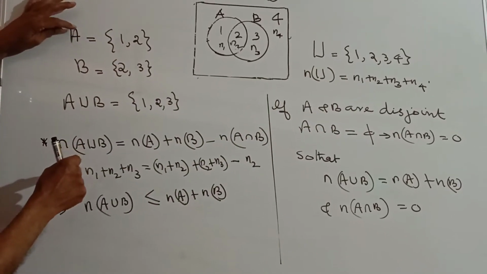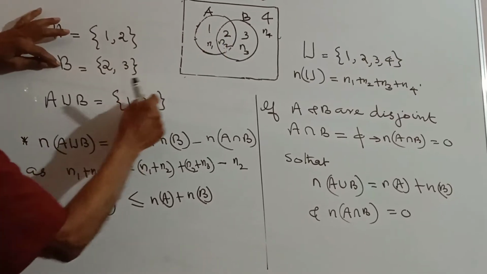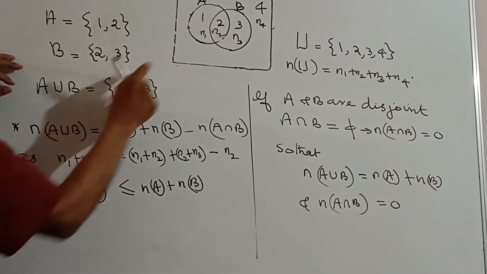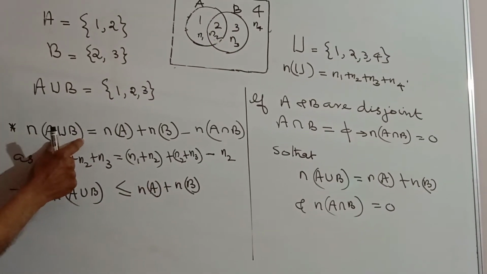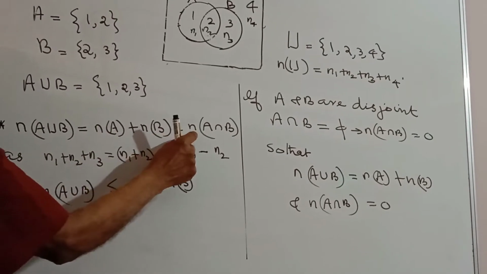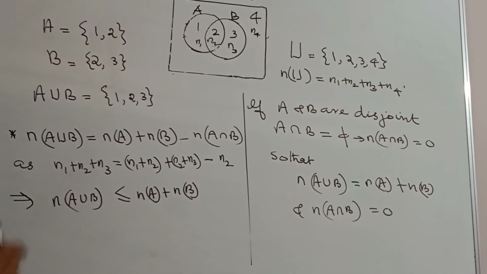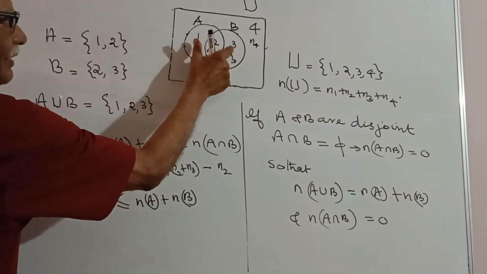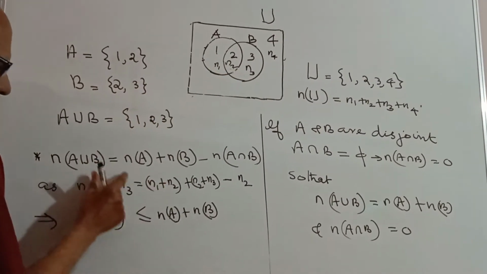Now you can see that A is represented by the areas 1 and 2, B is represented by the areas 2 and 3, A union B is represented by the areas 1, 2, 3. Now n of A union B, the number in A union B, is n(A) plus n(B) minus n(A intersection B). This is important. The whole of this is A union B, and it is N1 plus N2 plus N3.